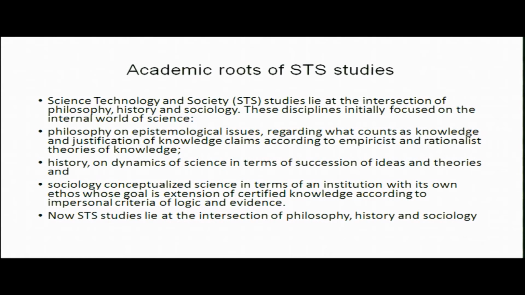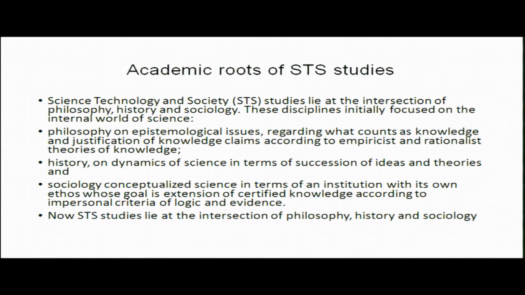In this course, we would like to look at how the Science Technology Society studies began and in what context. Science and Technology Society studies lie at the intersection of philosophy, history and sociology. These disciplines initially focused on the internal world of science. Philosophy focused on epistemological issues regarding what counts as knowledge and justification of knowledge claims according to empiricist or rationalist theories of knowledge, which we will see what these theories are.